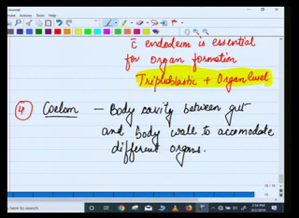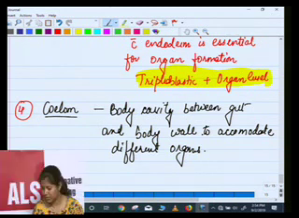Just let me know if you can refer to it. Yes. Can you see this, everybody? Can you see coelom? You must be able to see coelom now.